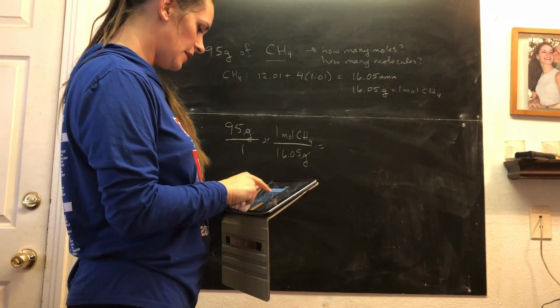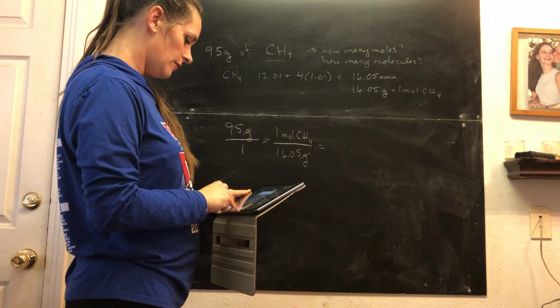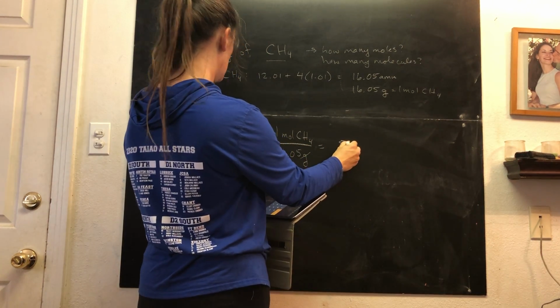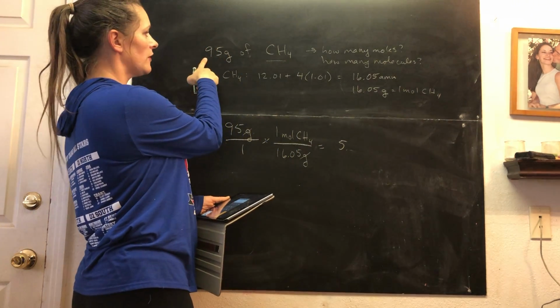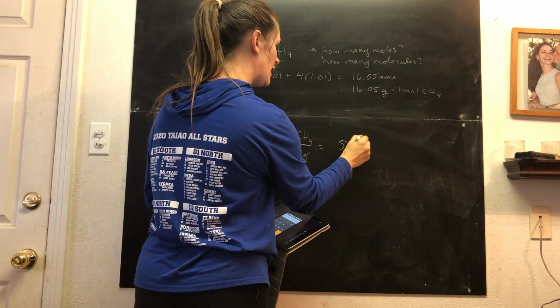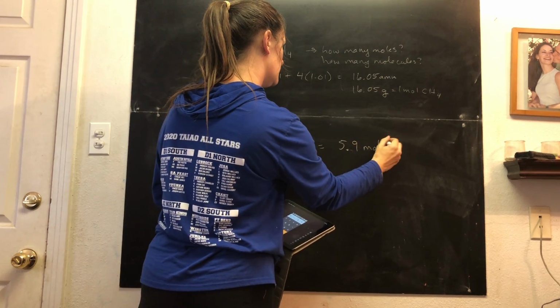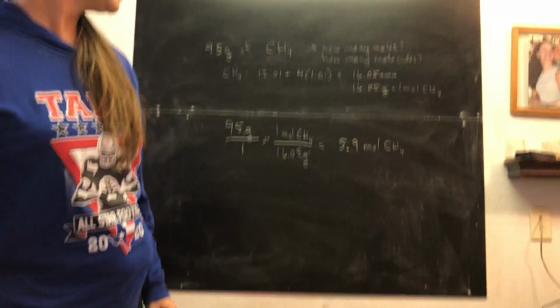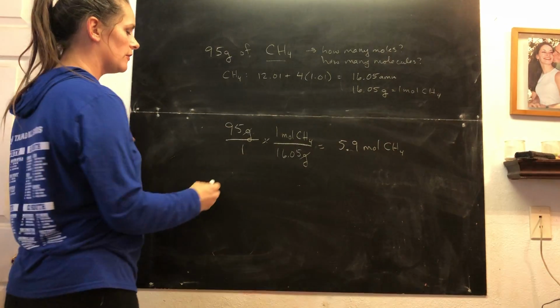So 95 divided by 16.05. So we've got 5. I only had 2 significant figures here, so I need to express my answer in 2 significant figures. 5.9 moles of methane. Now, how many molecules of methane do I have?